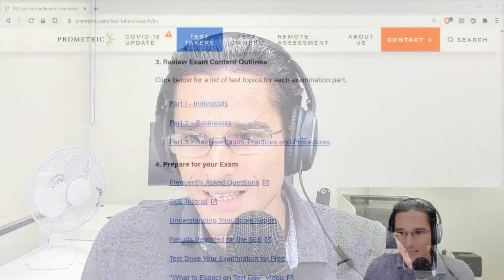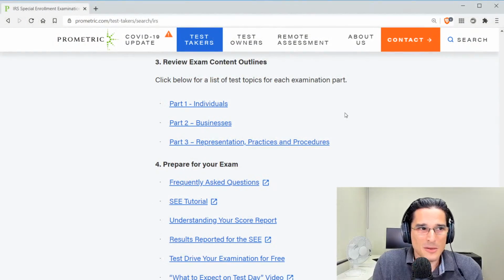Amazing. Just don't be like me and confuse the tax and the accounting sides, because sometimes they don't quite fit together, the puzzle pieces, all that. So don't get confused and you'll be all set. But in terms of the EA exam, let's take a look at a bit more detail here.